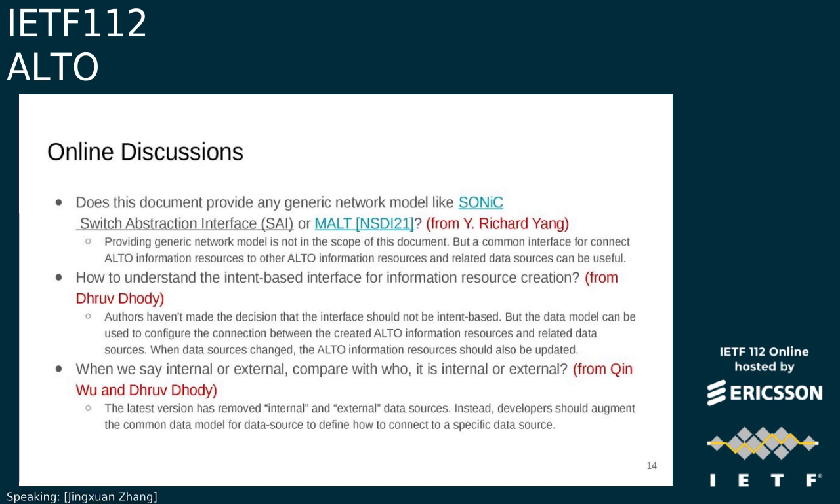And in the following slides, I try to summarize some main items we gathered from the online and mailing list discussions. Like the secretary, they proposed some comments, like whether this document should provide any generic network models, like the Sonic SAI, or the model from Google papers. Providing a generic network model is not in the scope of this document, but we did try to define some common interfaces to connect the auto information resources to other auto information resources and the related data source. So we think this can be useful for this document. And also we try to understand the interface for the information resource creation.